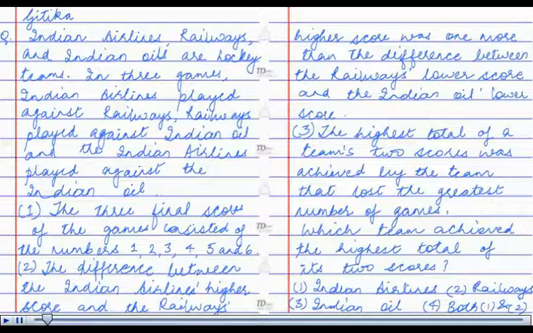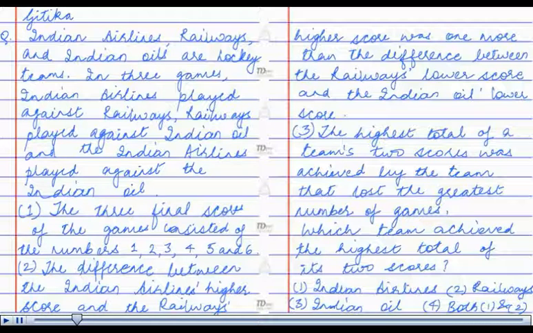The question is, Indian Airlines, Railways and Indian Oil are hockey teams. In 3 games, Indian Airlines played against Railways, Railways played against Indian Oil and Indian Airlines played against Indian Oil. The 3 final scores of the games consisted of the numbers 1, 2, 3, 4, 5 and 6.